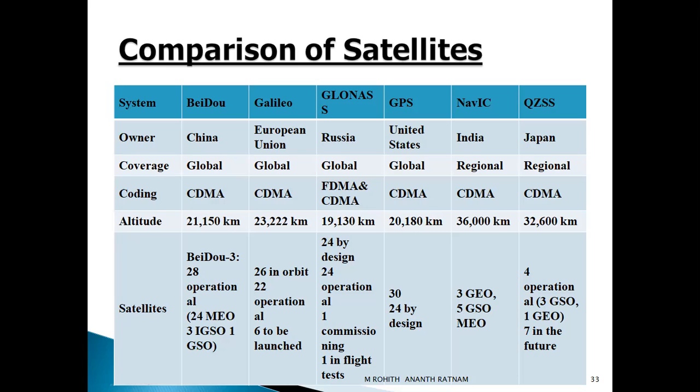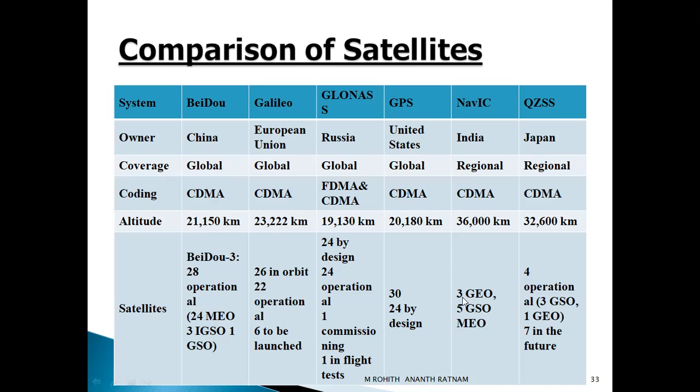In Galileo, the European one, 26 satellites are in orbit, of which 22 are operational. Means only 22 are working and 6 are to be launched. Coming to GLONASS, the Russian satellites, 24 were designed, all 24 are operational, means they are working, and one is in testing. And GPS, total 30 satellites we have. Of course, about 28 to 30 satellites are in working condition.